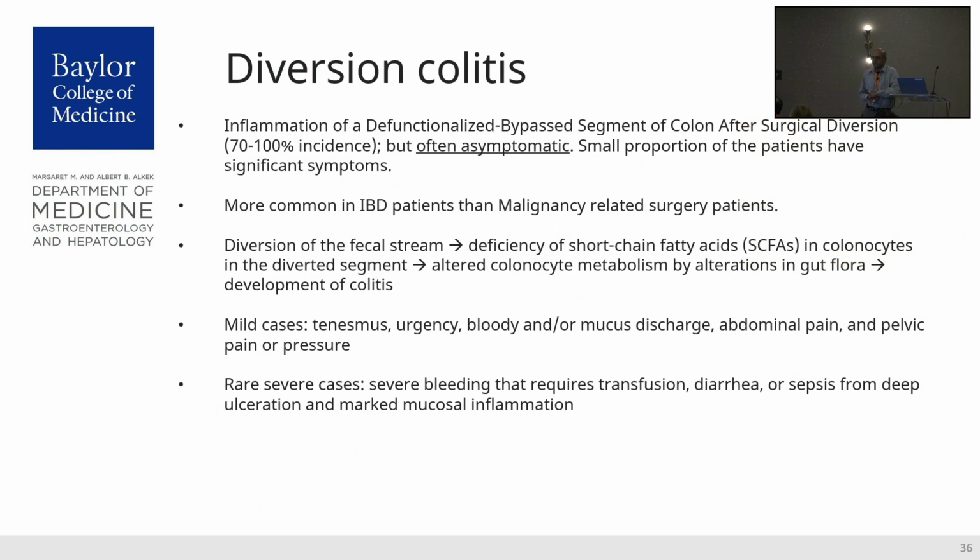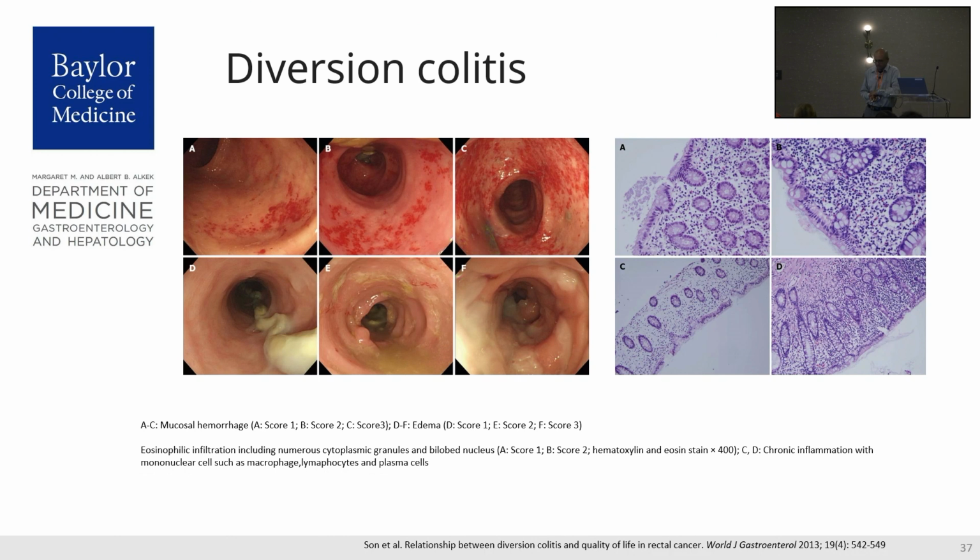Very simple: the colonocytes get their nutrients from the stool. It's essentially the short chain fatty acids that they eat, and at least 70% of their nutrients come from that. So when you're diverting all the stool and you have a defunctionalized or bypassed colon segment, it can go on to inflammation. It could be mild, moderate to severe.